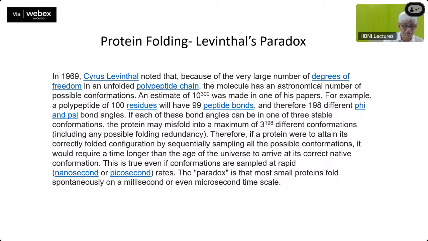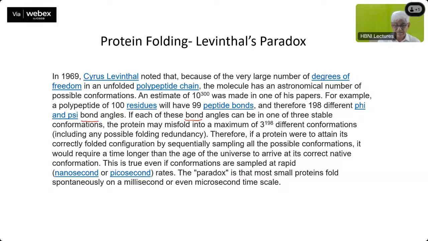Okay, for example, a polypeptide of 100 residues will have 99 peptide bonds and therefore 198 different bond angles. Each of these angles can be in one of the 3 stable conformations. Actually, this is not a bond angle, this is a torsion angle. I think this is a mistake there. Phi and psi are torsion angles. So it can be in one of the 3 stable conformations, which are the gauche and trans conformations. So the protein may misfold into a maximum of 3 to the 198 different conformations.